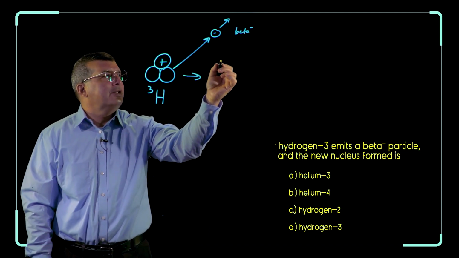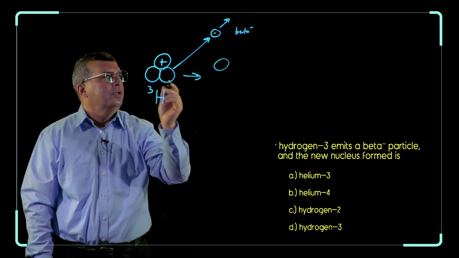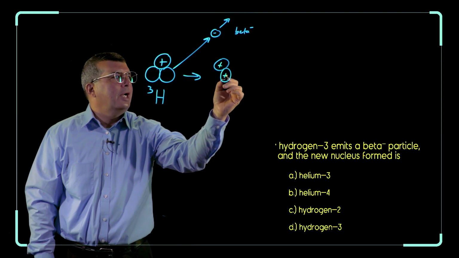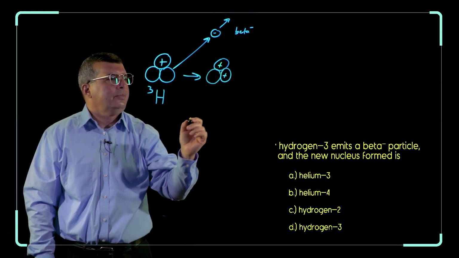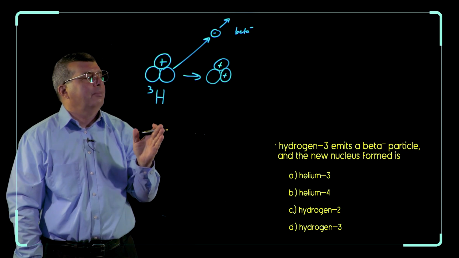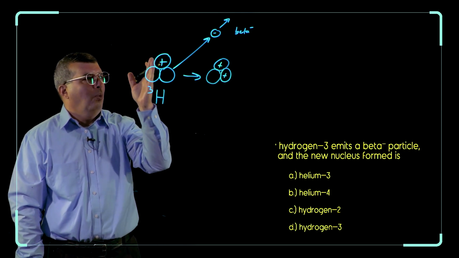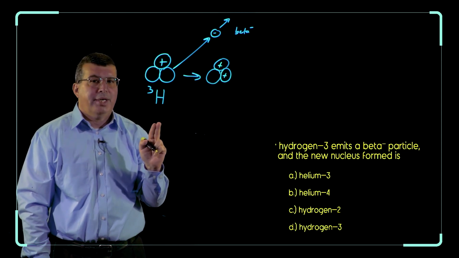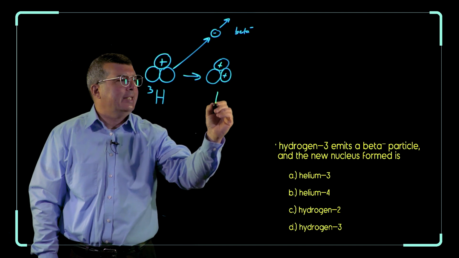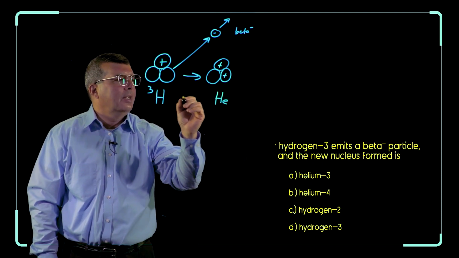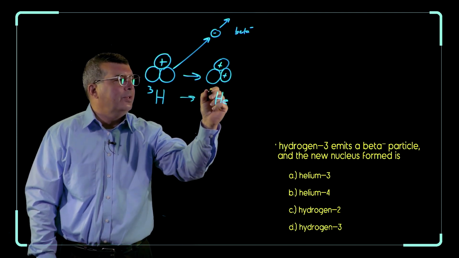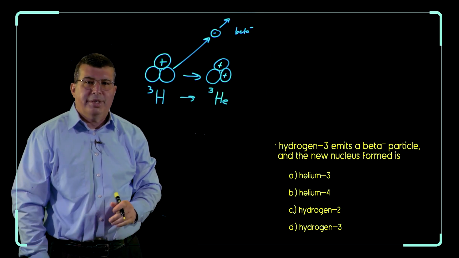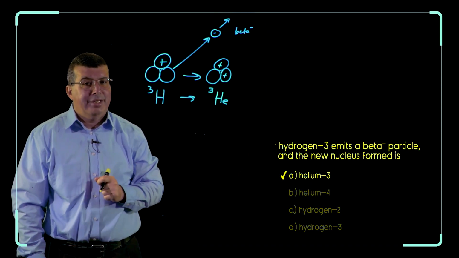So what's left, well, when that neutron shoots off this negative charge, it becomes a proton. So we go from 1 proton and 2 neutrons to 2 protons and 1 neutron. 2 protons, that's element 2, that's helium. But we still have 3 nucleons. So hydrogen-3 becomes helium-3. So the correct answer is A, helium-3.